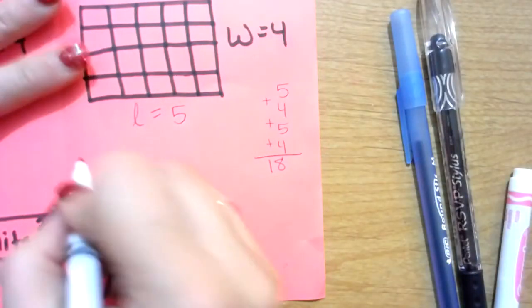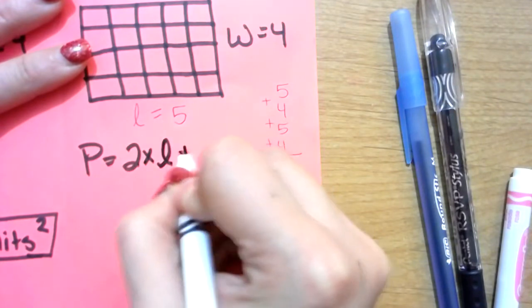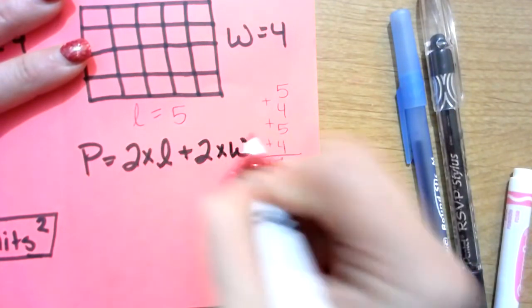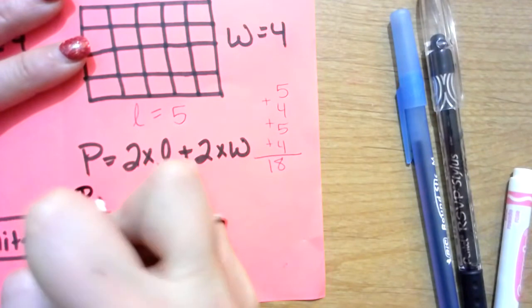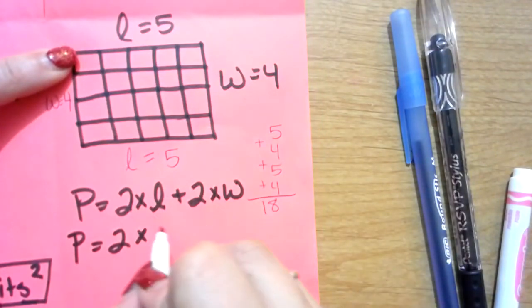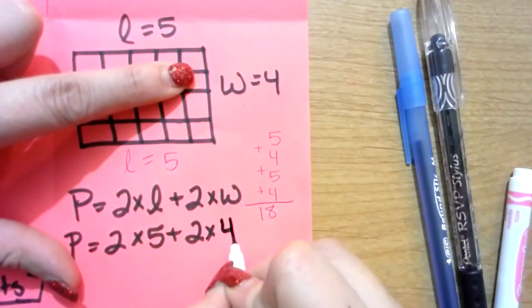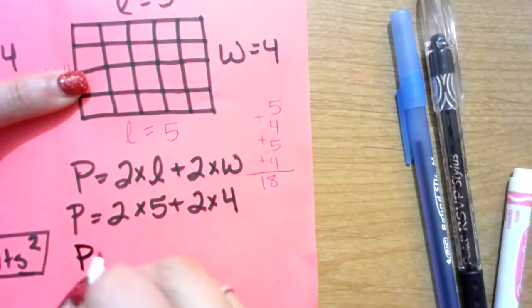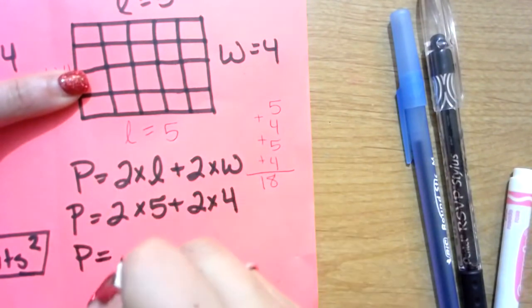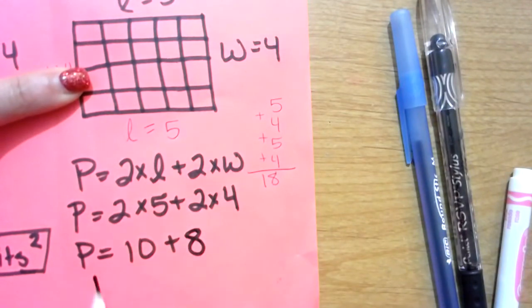But what I also want you to know is the formula works. P equals 2 times the length plus 2 times the width. Okay? P equals 2 times, what is the length? The length is 5. Plus 2 times the width is 4. P equals, well, 2 times 5 is 10. Plus 2 times 4 is 8. And P equals 18 units.